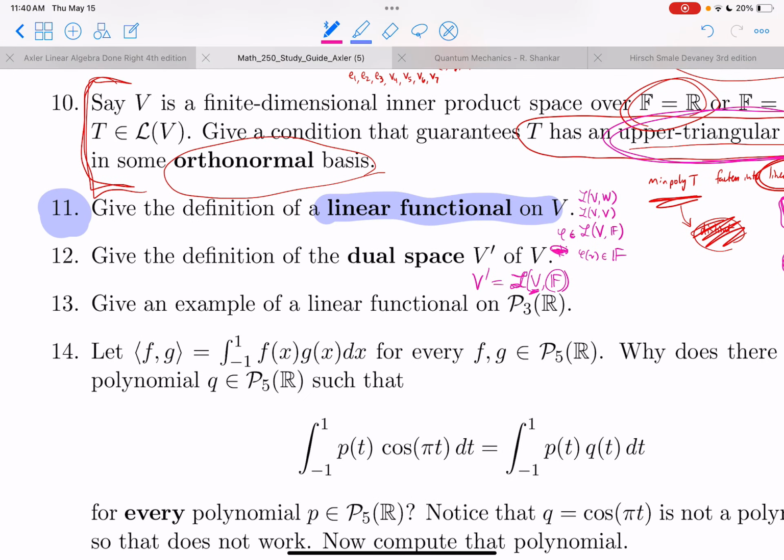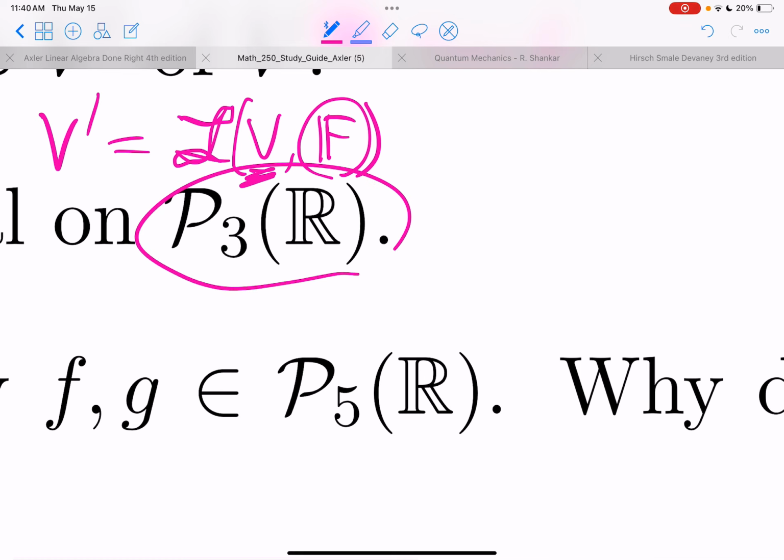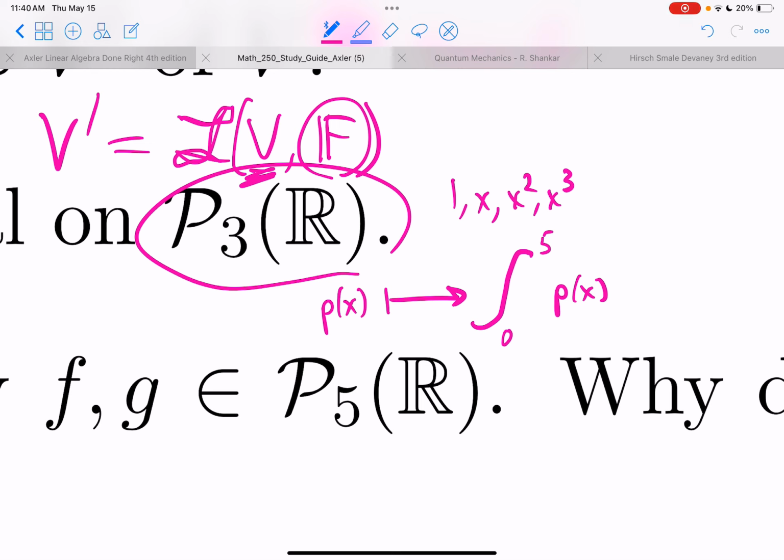Okay. An example of a linear functional on this space, which is spanned by 1, x squared, and x to the third, would be to integrate from 0 to 5. So that you take p of x, you take some polynomial in that space, and you send it to the integral of p of x with, I don't know, anything you want, dx.